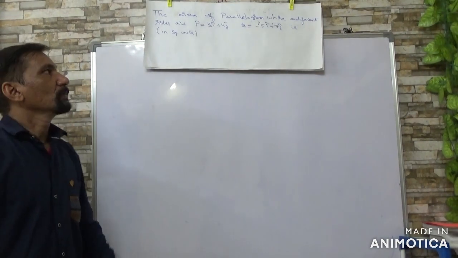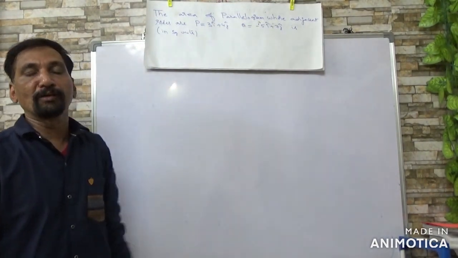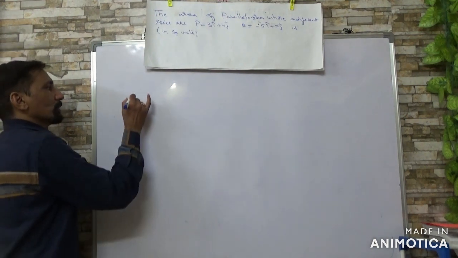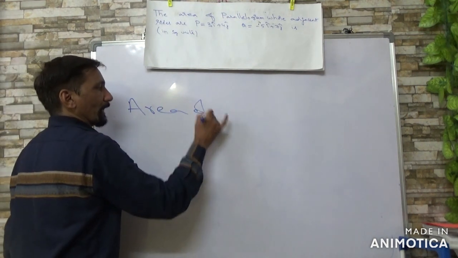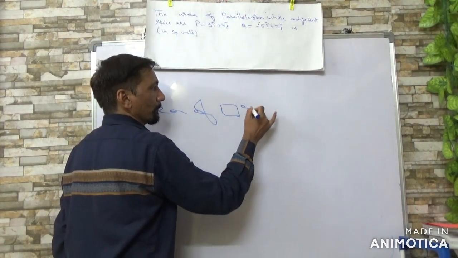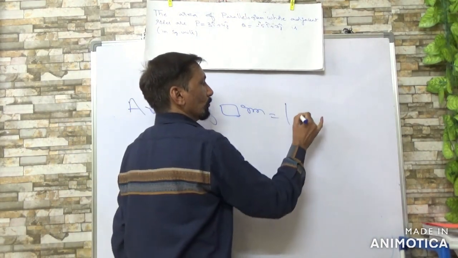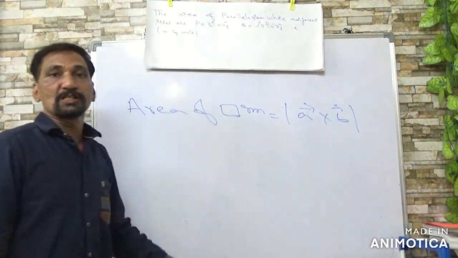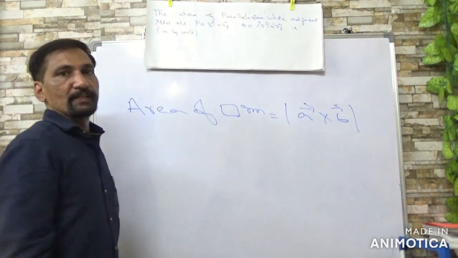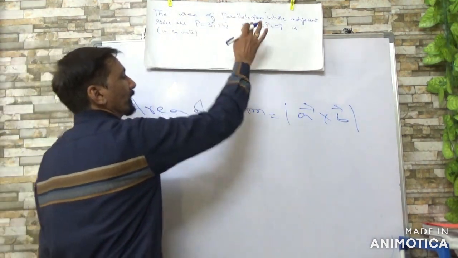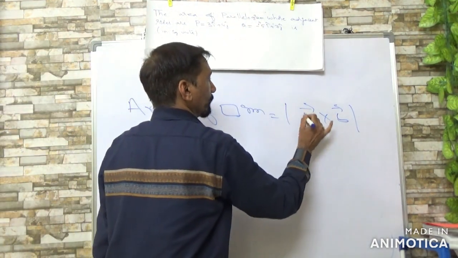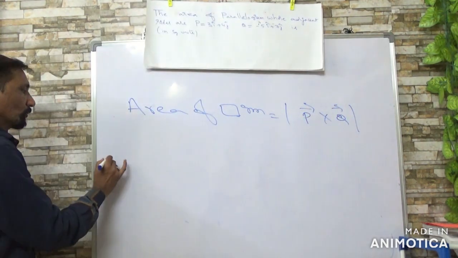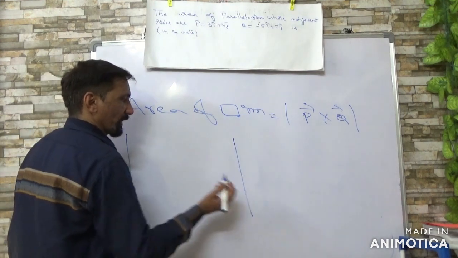Now in this problem, the adjacent sides of a parallelogram are given, and you want to find its area. So you know, the area of a parallelogram is equal to the mod of A bar cross B bar, meaning the cross product of adjacent sides. Here you have been given P and Q, so take P bar and Q bar. You know how to find the cross product.